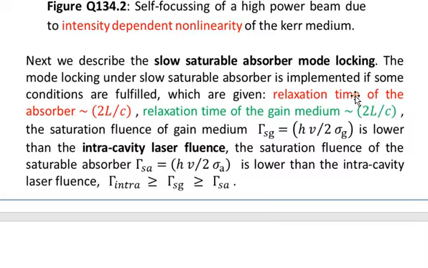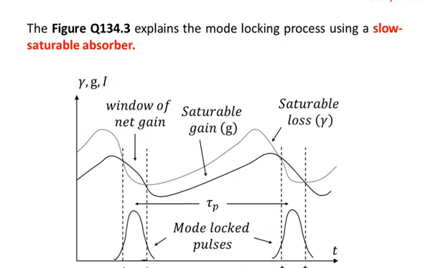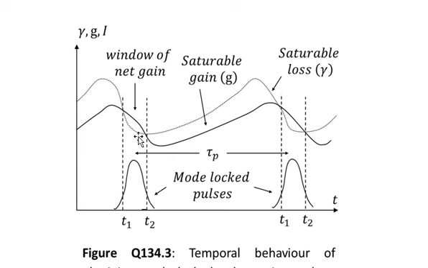And you know that when the relaxation time of the absorber is there, and when the pulse comes in, the absorber in this window becomes saturated, and due to that the gain of the absorber falls below the gain of the medium. And then when the pulse has passed, it again becomes unsaturated, and it again gets a much higher loss in comparison with the gain of the medium.